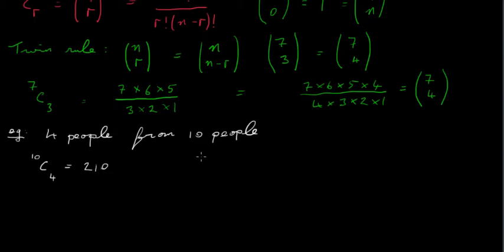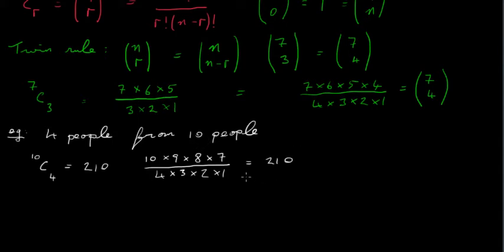Or if you want to use the formula to do it, you can do it the long way here. Effectively the formula means that you're going to do 10 times 9 times 8 times 7. You go down 4 places because we've got a 4 here, and then it's 4 factorial on the bottom, which is 4 times 3 times 2 times 1. You should also get 210. Okay, so that's choosing a committee of 4 people from a panel of 10 people.